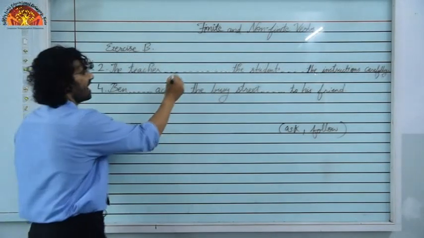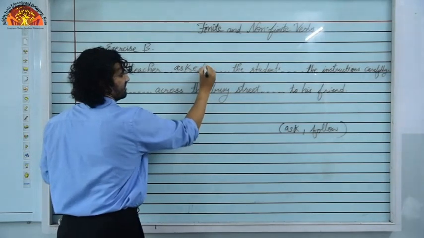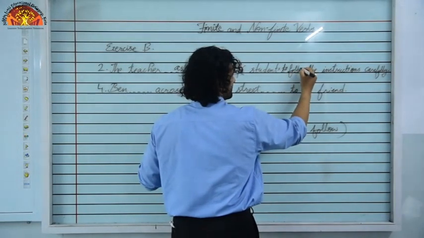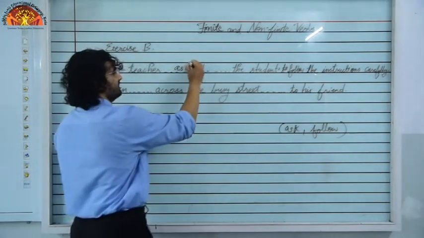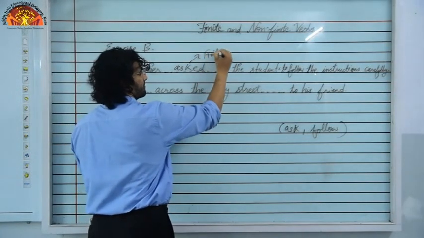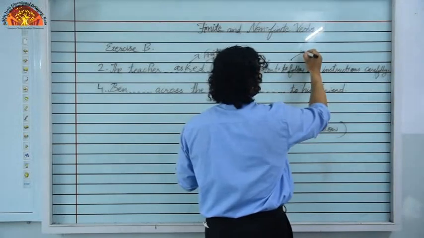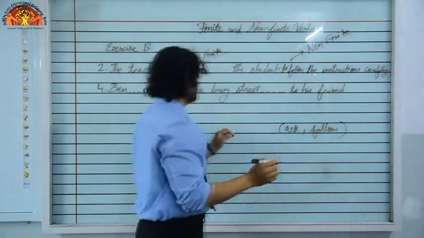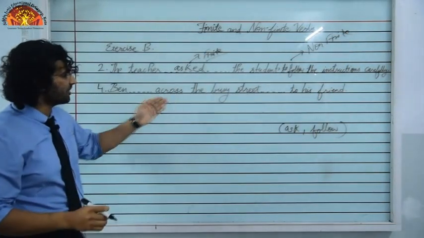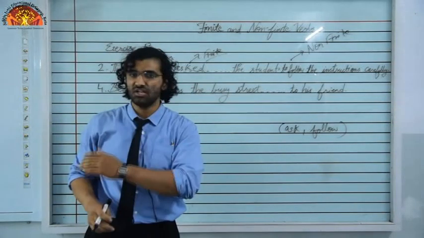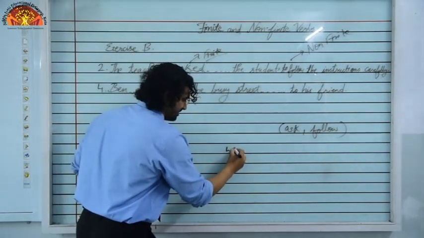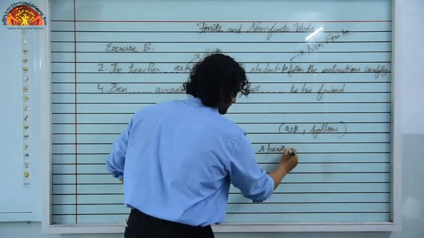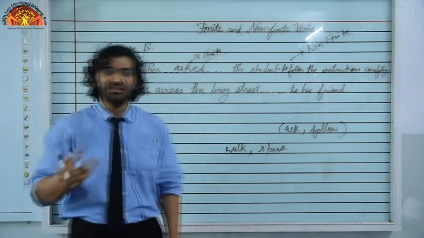Yes, you're right. The teacher asked the students to follow the instructions carefully. This asked is finite, and this to follow is non-finite. Alright, see the next one now. Ben dashed across the busy street, dashed to his friend. And we have our hint here: walk and speak. So what should be the answer? What should we fill in these blanks?